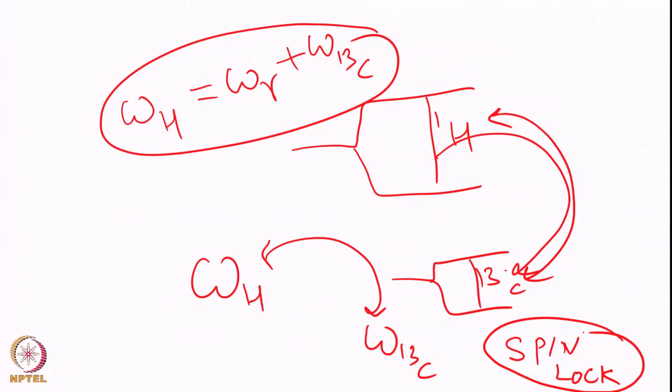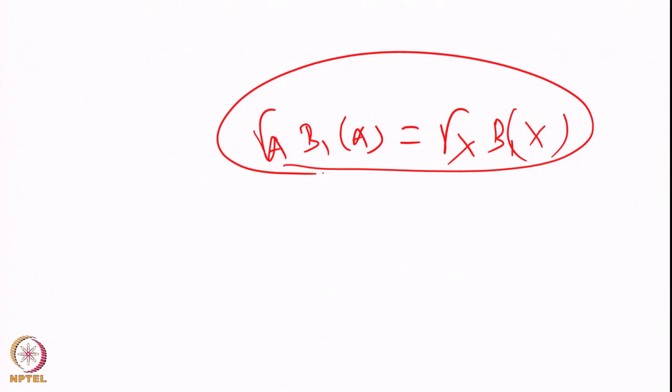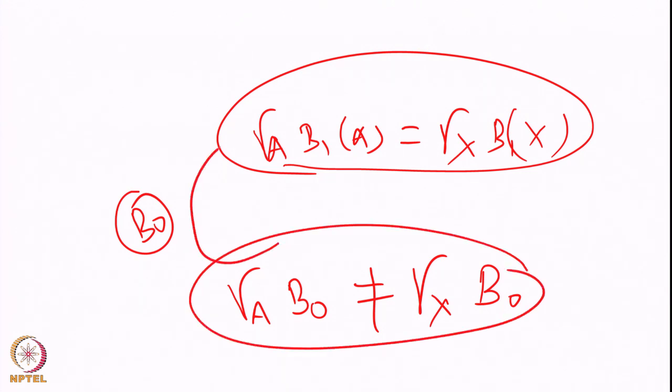So essentially, by applying this weak RF pulse, what we are doing is matching the condition where gamma A times B1A is equal to gamma X times B1X. Now this is not happening in the Zeeman term. Zeeman, if you remember, is the B0 field, the main magnetic field. Earlier, if you have seen, gamma A B0 is not equal to gamma X B0, and that is why transfer is not happening. So we are changing from here to here.